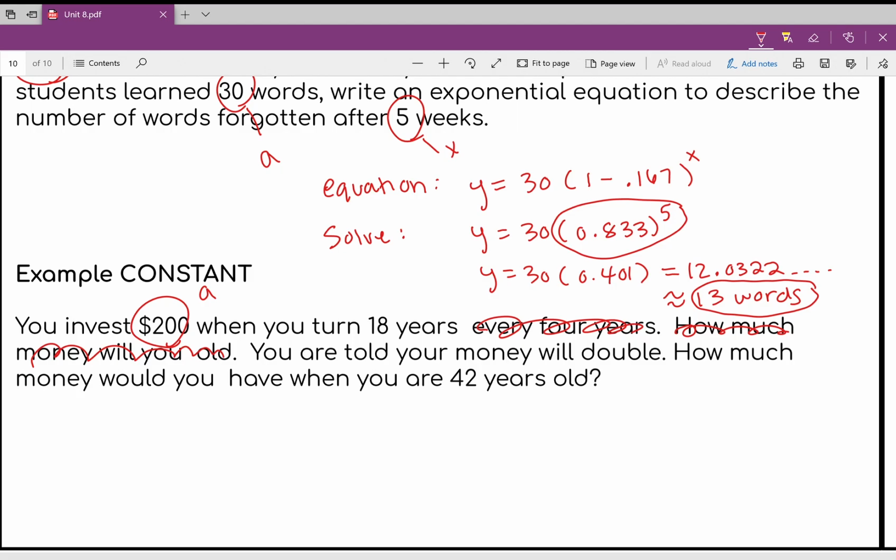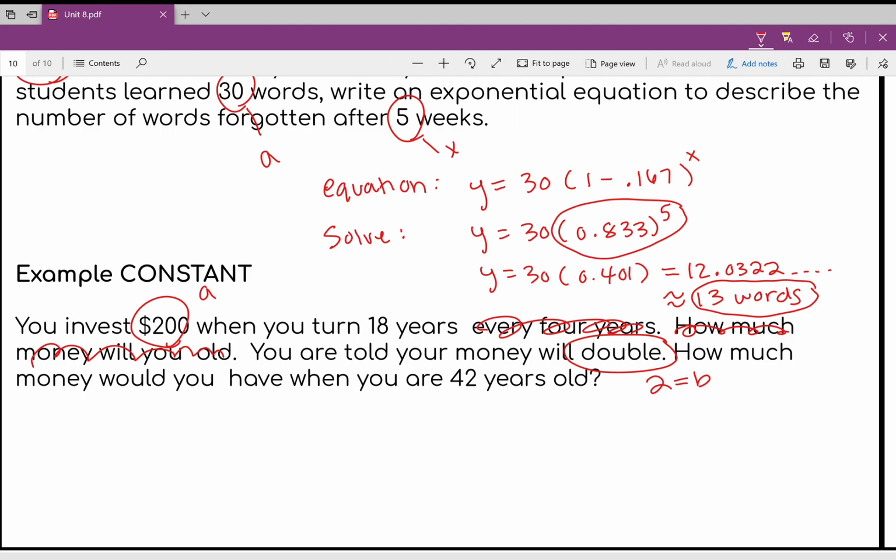Notice that there's not a percent anywhere in this problem. That's how I knew it was a constant. So if you don't see a percent, you have to know it's a constant, and you have to look for the number or the word that tells you what number our constant is. So it says you are told your money will double. Double means 2. So this is your B value. How much money will you have when you are 42 years old? So this is our X value.